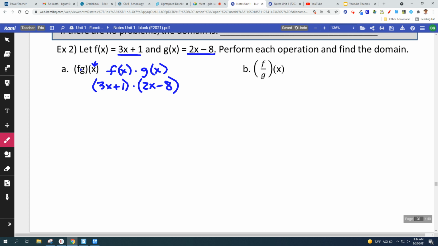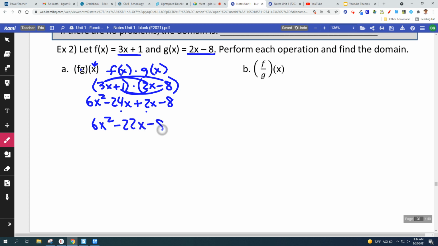This looks like an algebra problem that we've done a million times. Some people call it a FOIL. I think it's better to call it double distributive property. I'm going to distribute the 3x. It's 6x squared minus 24x. I'm going to distribute this 1, and I get plus 2x minus 8. You shouldn't need to be copying this. You know how to do this already, right? I've got like terms here. Combine those. That's negative 22x. 6x squared minus 22x minus 8.